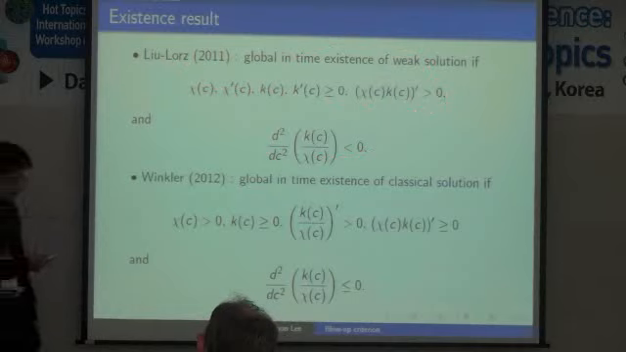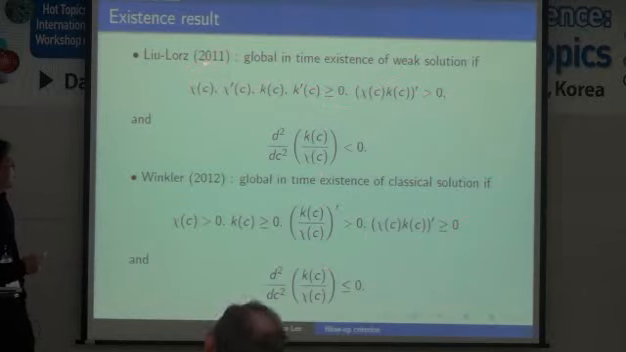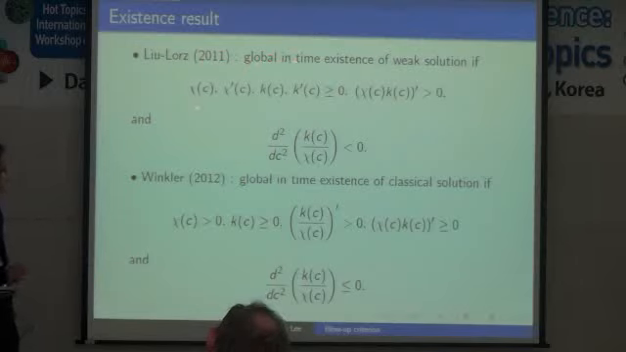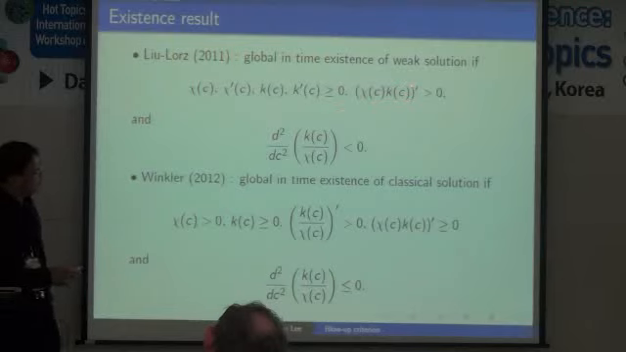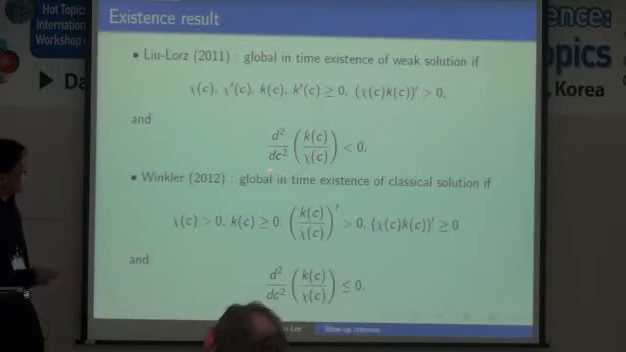For example, Liu and Lorz, this is a result for 2 dimensions. In 2011 they showed the global in time existence of weak solutions if this quantity is non-negative, and the derivatives of these two quantities, this is the chemotactic sensitivity and this is the oxygen consumption rate, this is positive, and also the second derivative is negative.